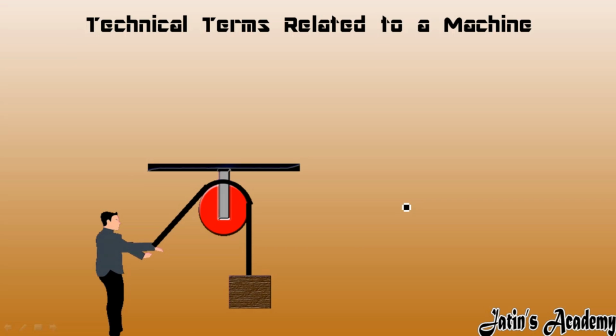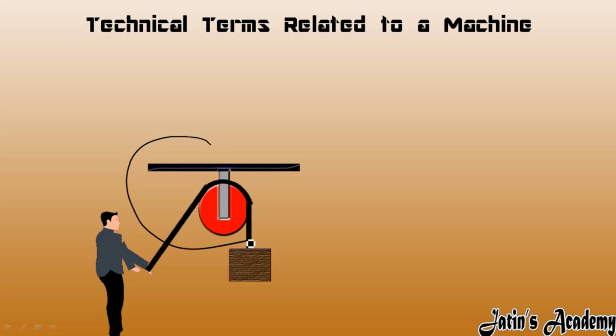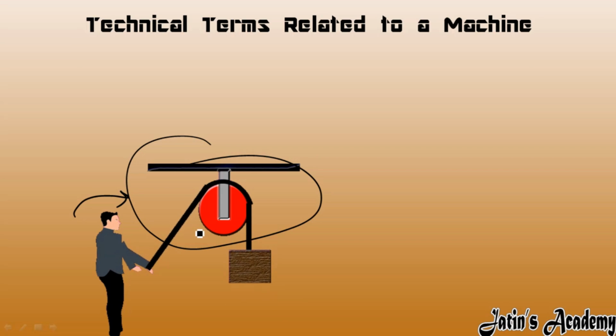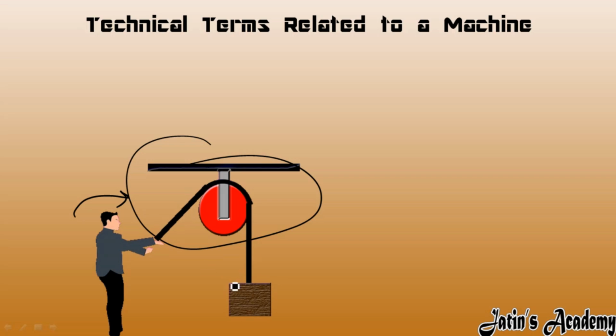So here, first of all, before going to the technical terms, let's understand this example. In this example, this pulley is a machine. Here this person is applying a force on the machine, only then the machine will work. And here the pulley is actually raising a load, some block. So this is basically a force applied by the machine on the block.